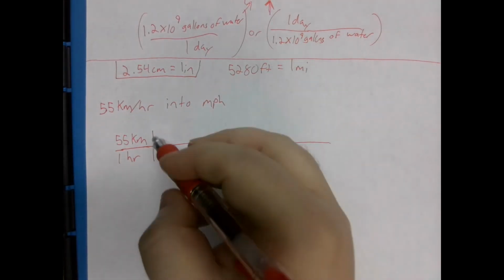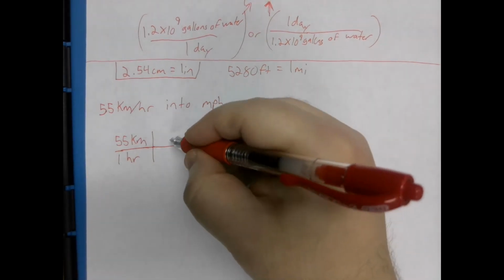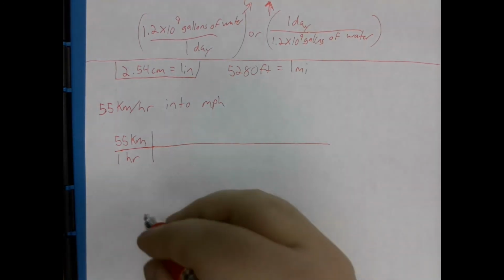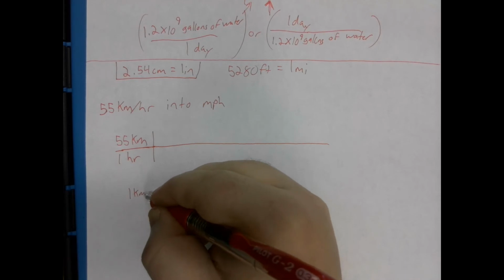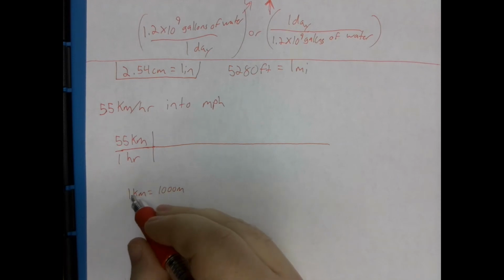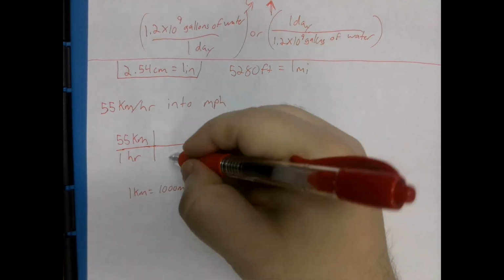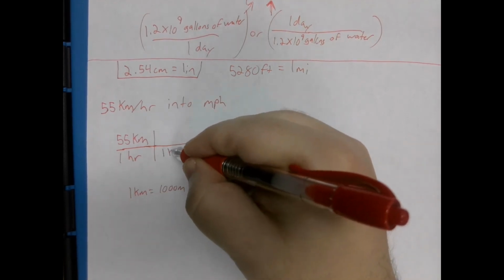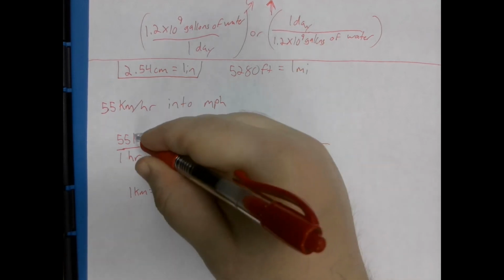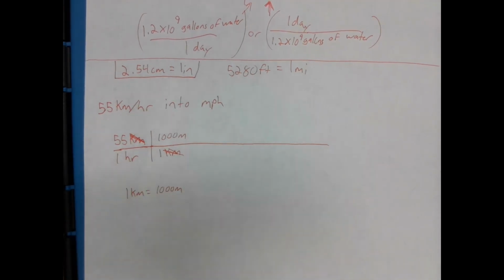So, I want to convert kilometers into miles. Let's start adding some conversion factors. We know that 1 kilometer is equal to 1,000 meters. Kilo means 1,000, so 1 kilometer is equal to 1,000 meters. I want to cancel out kilometers and get it into meters. So 1 kilometer on bottom, 1,000 meters on top. Kilometers cancel each other out. Now I'm in meters per hour. Meters per hour is my current unit. So I'm not in miles per hour yet. I'm in meters per hour.